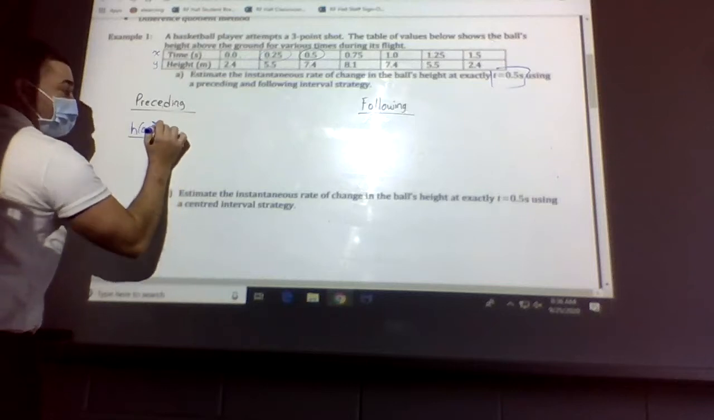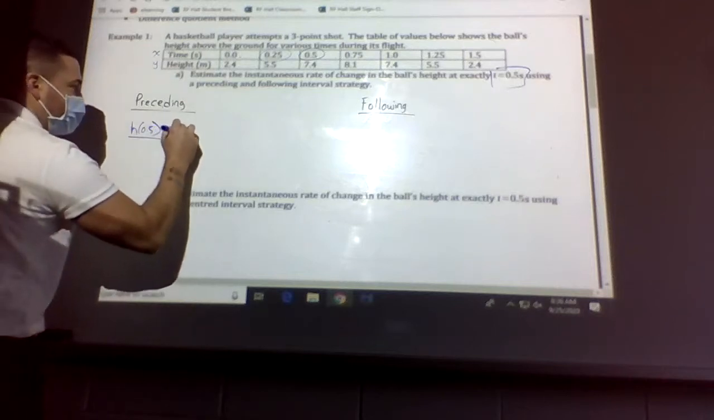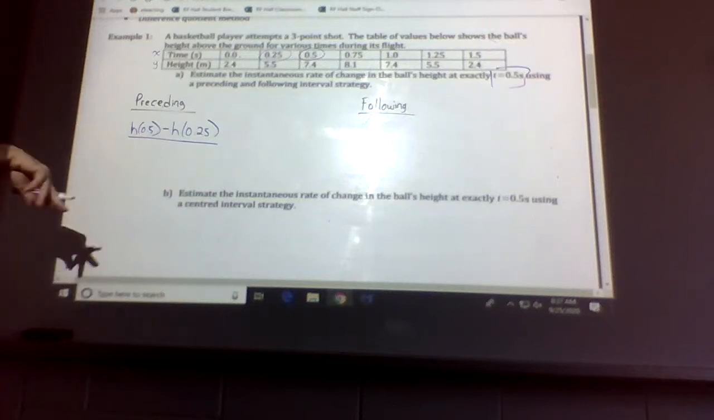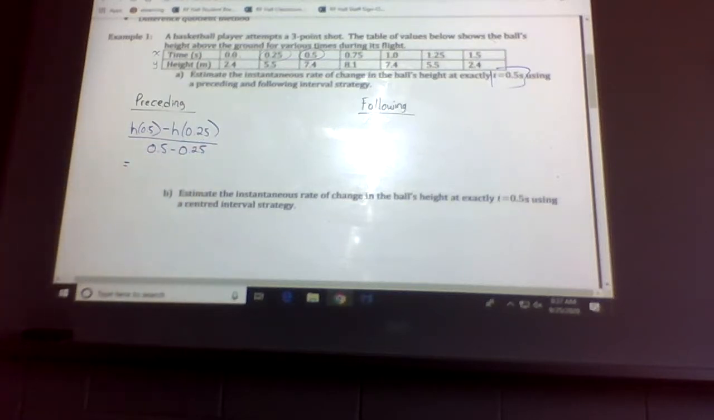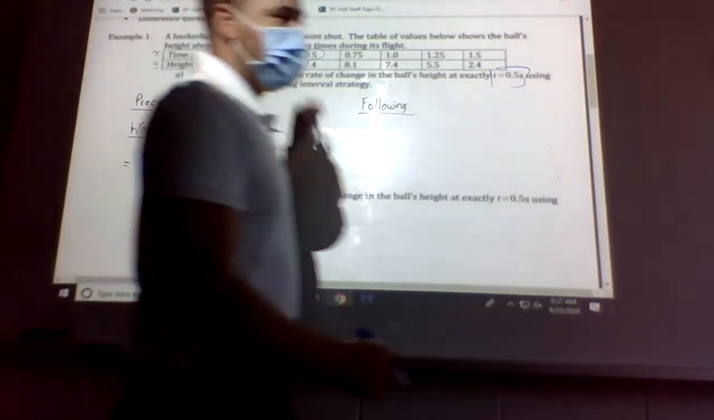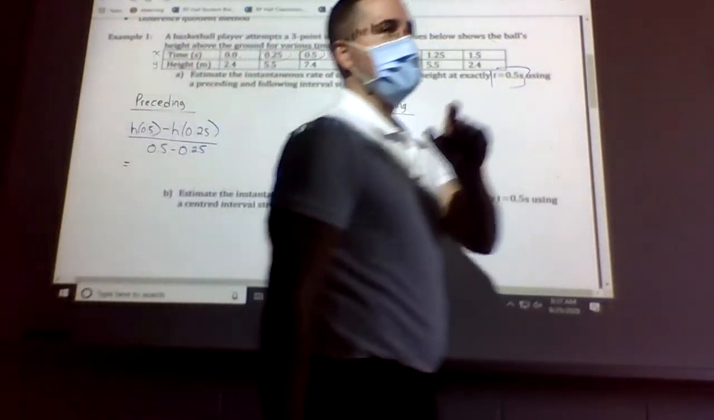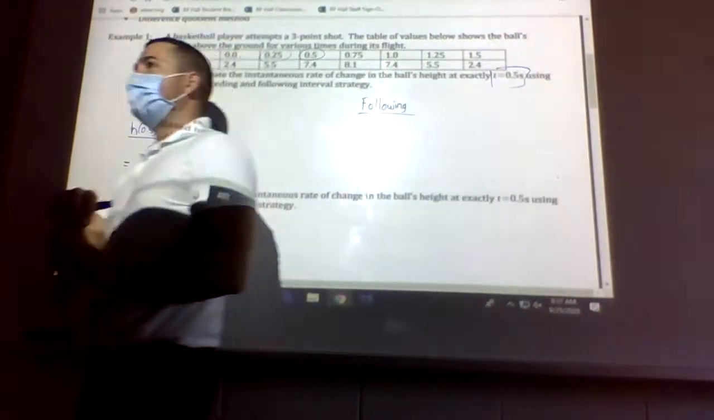So we're going to subtract, because when we're doing slope or rate of change, we subtract. So we're going to subtract the height at 0.25. And at the bottom, it's your x values, which is 0.5 minus 0.25. I know I could have just put the y values in right away, but sometimes they're not given to you. So we're going to take the point that we're looking at, which is 0.5, and then take a point before it. That's why it's saying preceding.